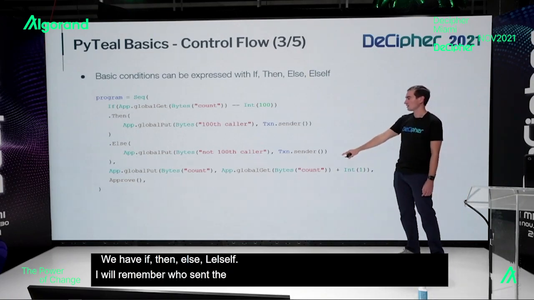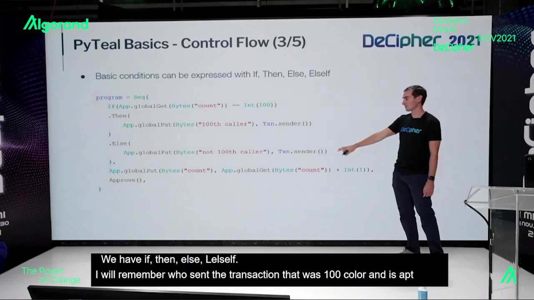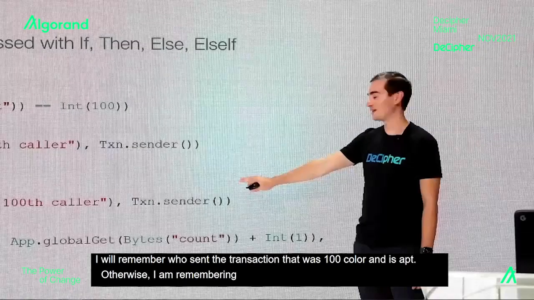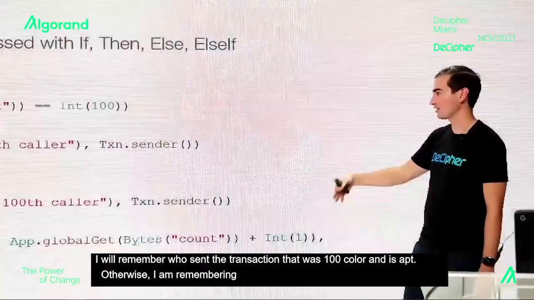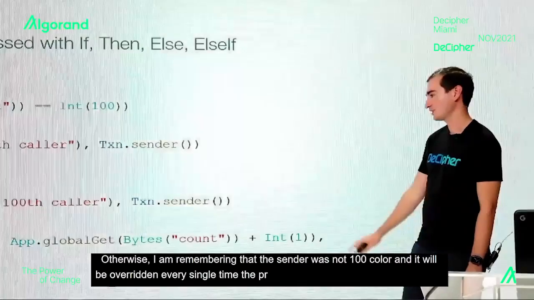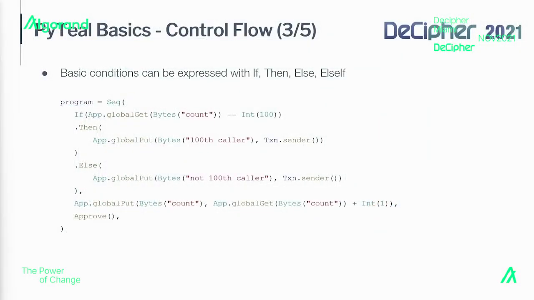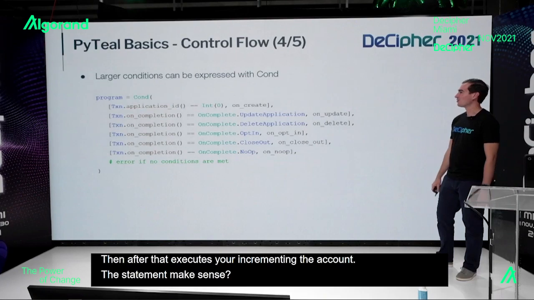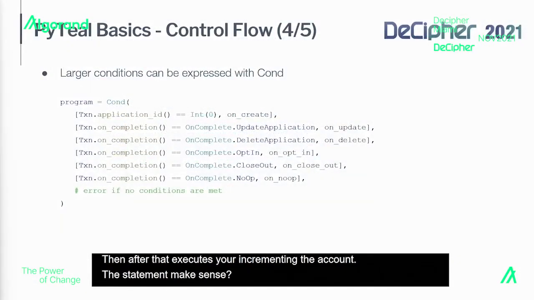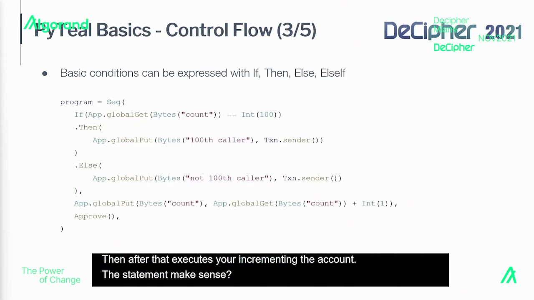Otherwise, I'm remembering that the sender was not the 100th caller. And this key would get overridden every single time the program runs and the count isn't 100. And then in all cases, after that executes, I'm still incrementing the count like I was before, and then approving in all cases. Does this make sense? Okay, good. Great.